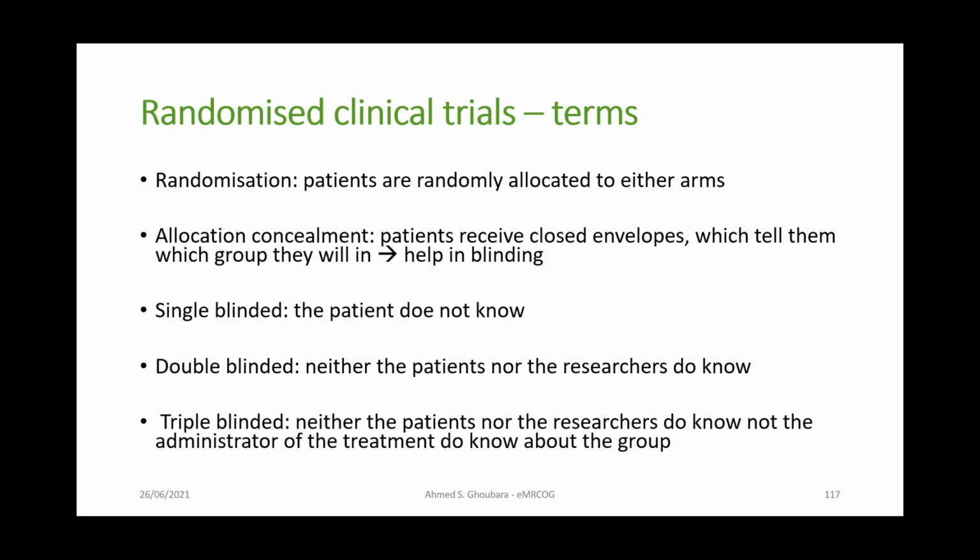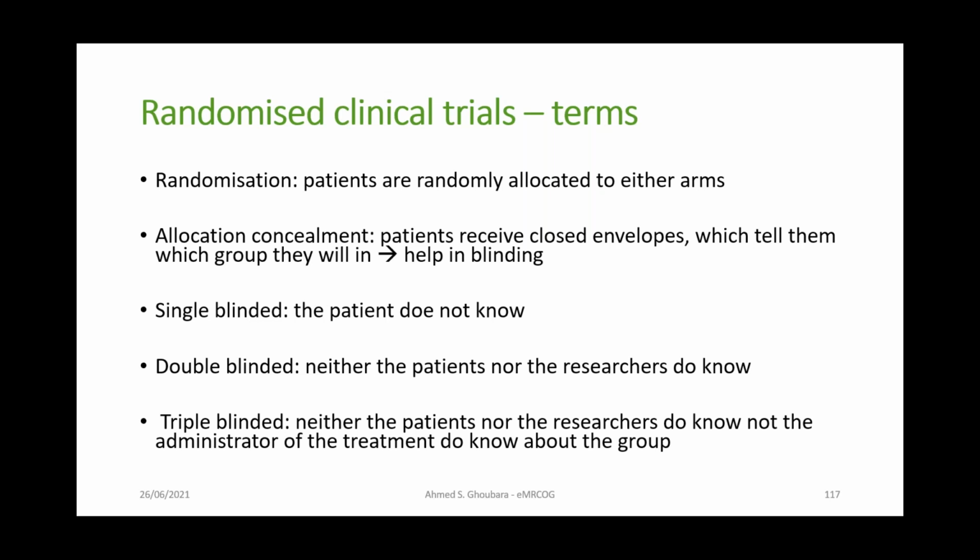This will happen with blinding. What is blinding? We have single blinded, double blinded, and triple blinded. Single means the patient doesn't know the treatment. So the treatment is white in color, all in the same box, for example, no inscriptions, nothing at all. They don't know whether it's a real drug or placebo. So this is the first one, single blinded. The patient doesn't know about the treatment being given.